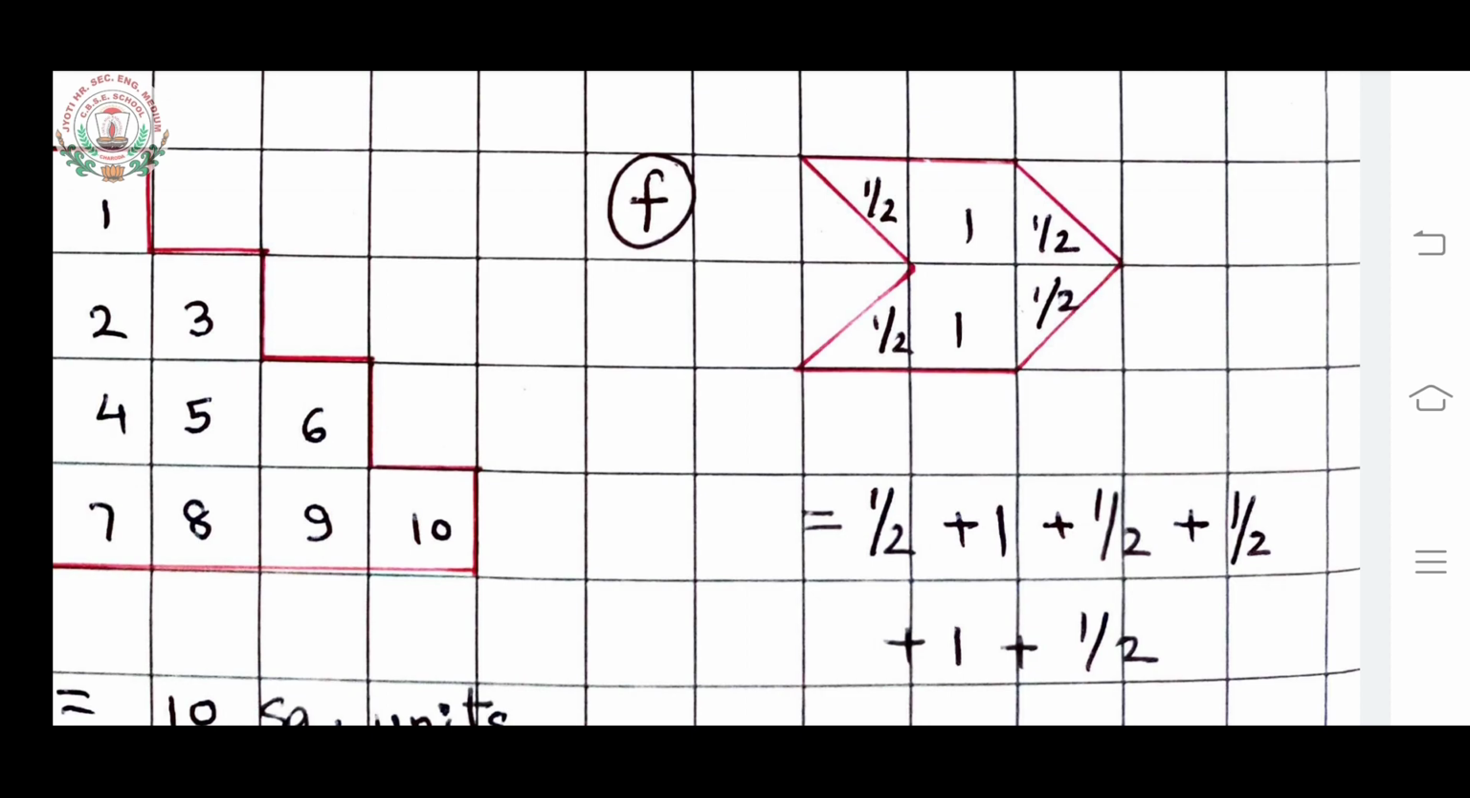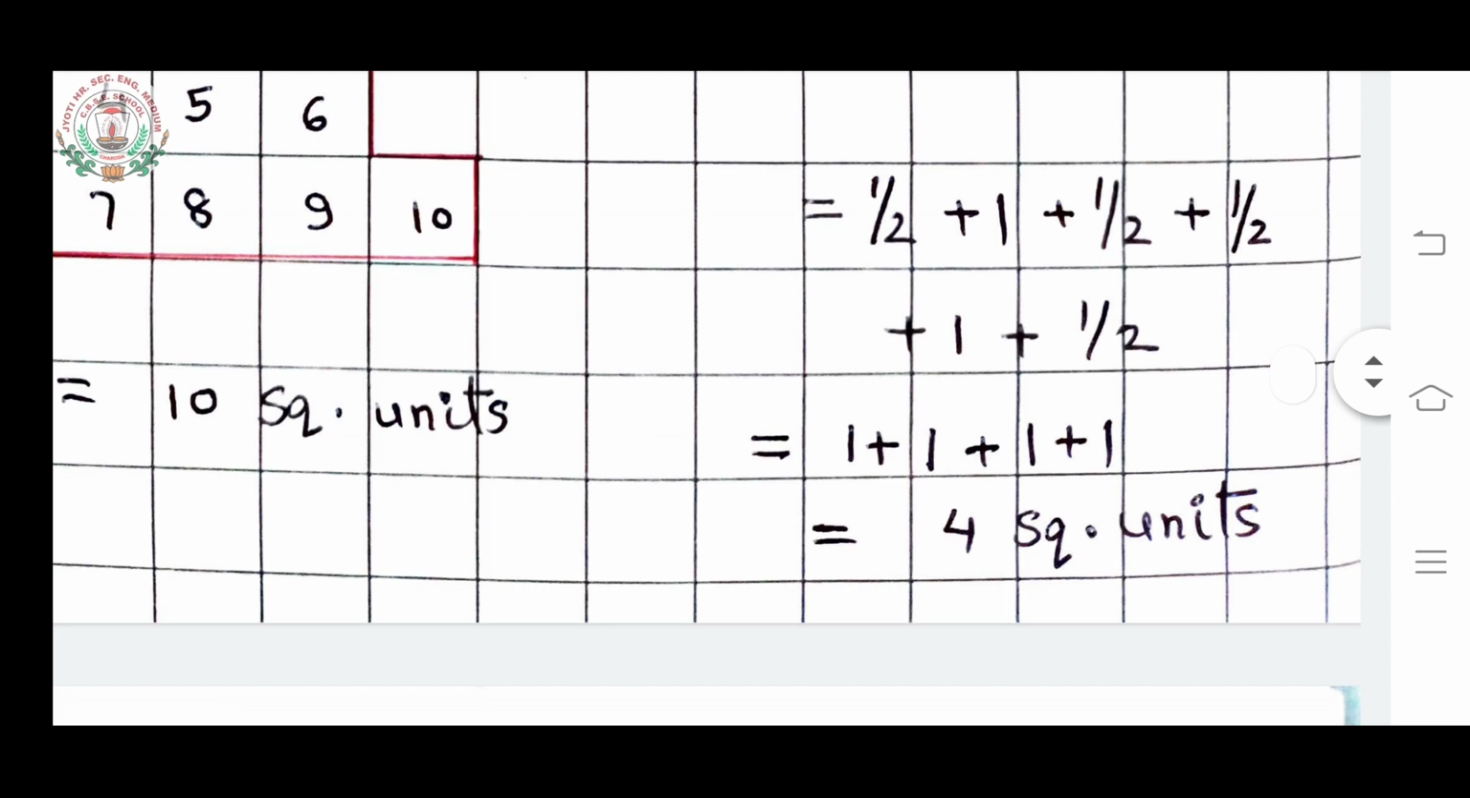Okay, so coming to the question. First, half of the block is covered. Then next, one full block is covered. Then next, half of the block is covered. Then next, half of the block. Then one, then half of the block. Then just you go for addition of all this. Half and half 1, 1 and 1 2, half and half 1. So 1 and 1, half and half 1 and 1 plus 1 and half 1. So total 4 square units.